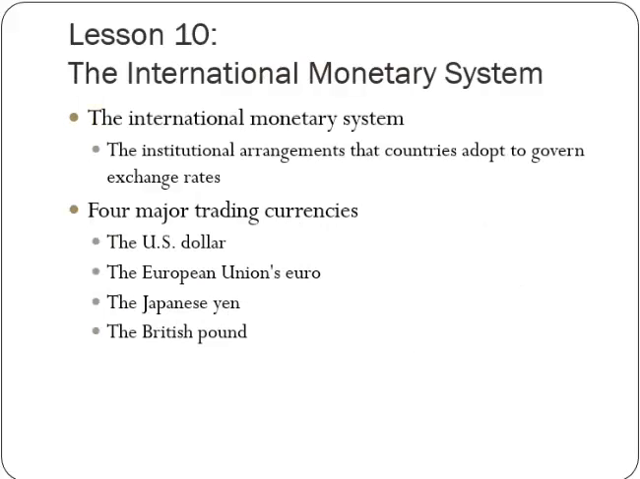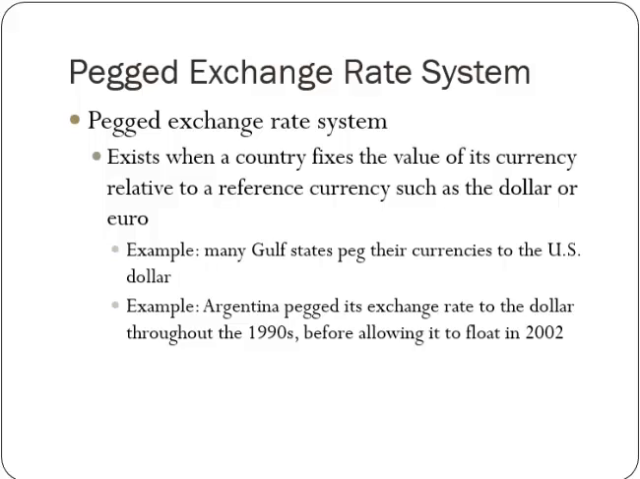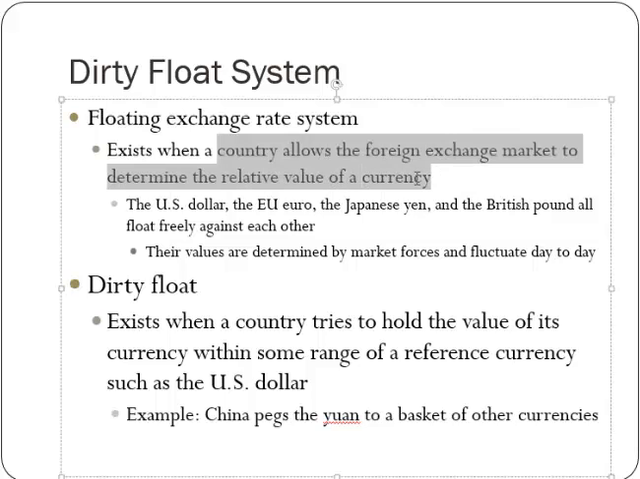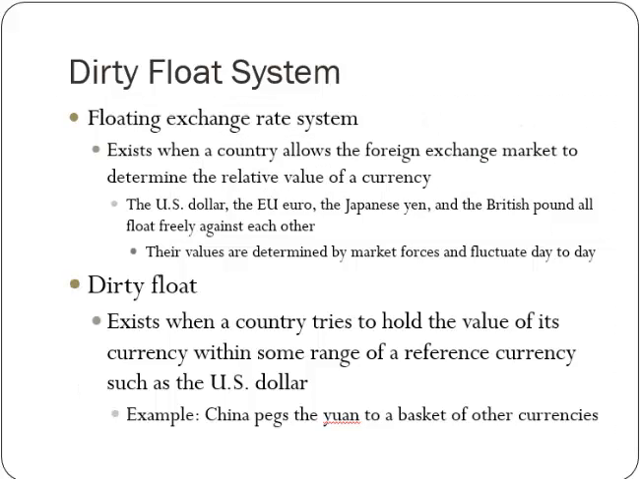It's not like a fixed system where two countries are cooperating with each other intentionally, but a pegged system is when a different country says, we're just going to make sure that our currency is worth the same as a dollar. The floating exchange system, which is the more common system, exists where a country allows the market to determine the relative value of its currency.